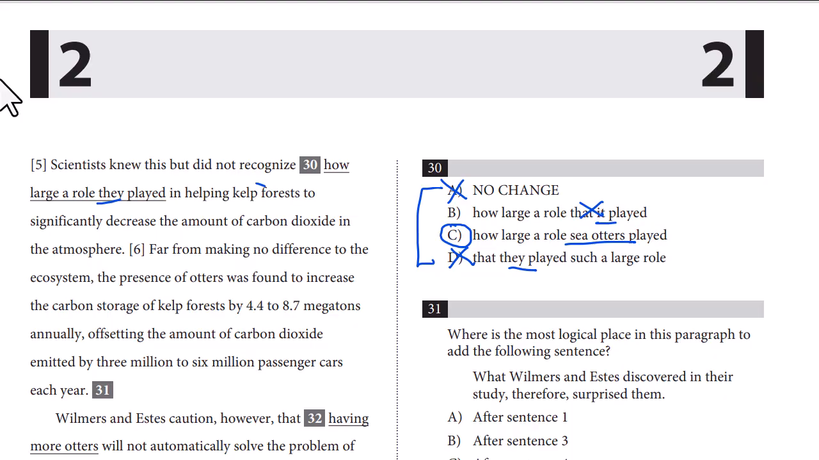And we don't see this too often, but again, when we have this type of setup with 3 different pronouns and the actual noun, it's always better to clarify with the actual noun, unless of course we're being incredibly redundant, because we use pronouns to avoid redundancy. But on the test, when we see this, it's usually better to zero in on the specific noun, which again is consistent. C is the best answer. How large a role sea otters played in helping keep forests to significantly decrease. That makes it clear.